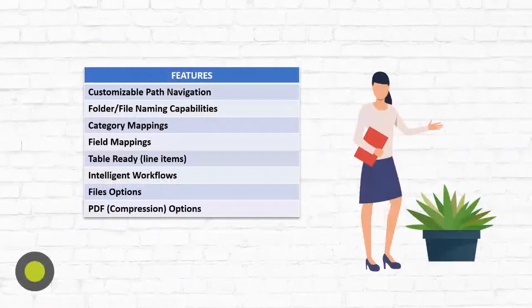Now let's cover some of these features. Many of the features we provide with our integration include customizable path navigation, folder and file naming capabilities, category mappings, field mappings, line items, intelligent workflows, file options, and PDF options, including compression. Now, the tables are very robust and work seamlessly with Extract into Therefore. Very powerful and great to use. Additionally, our PDF options include our patented IHQC technology, which can compress PDFs up to 50 times smaller than their original size.